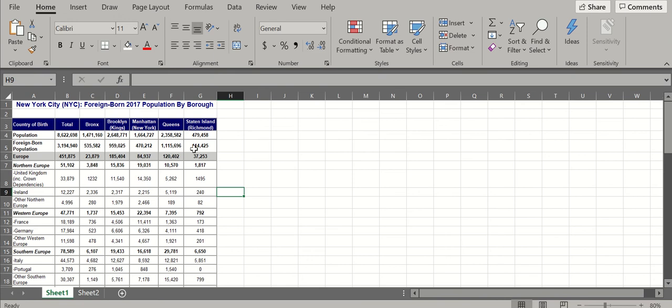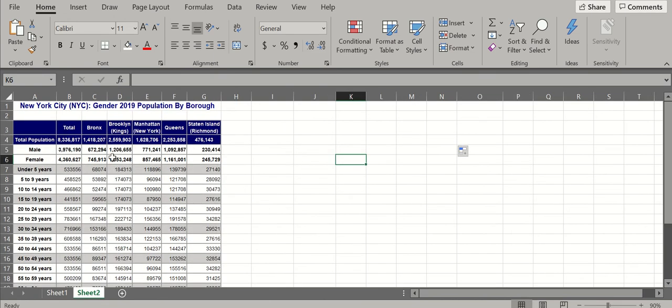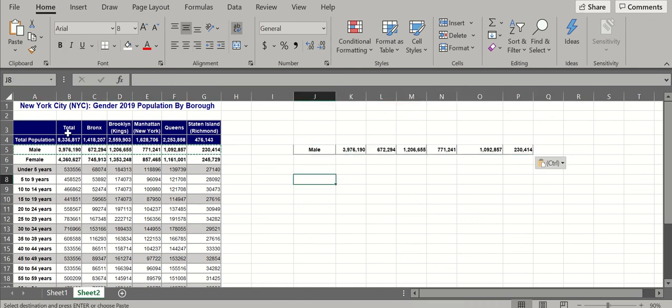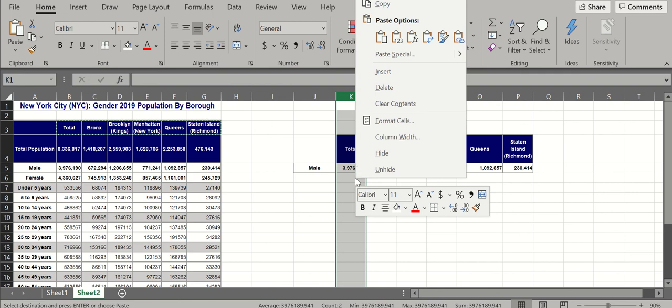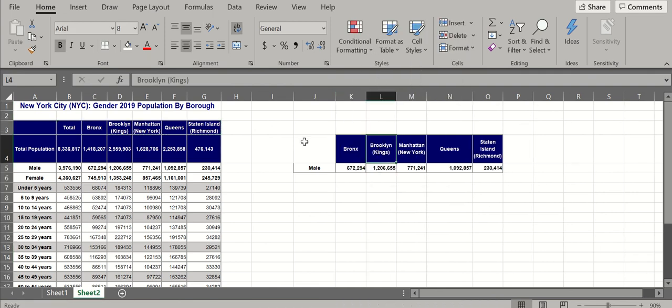So again, you're gonna be looking at this row. So here we're gonna stick with male again. So let's just look at this data set. Copy. I'm gonna paste it right here. That way it's easier to work with. Copy, paste it over here, right? Again, we're looking at only the boroughs, so I don't really care about the total. So I'm gonna highlight, delete that. I only want this.